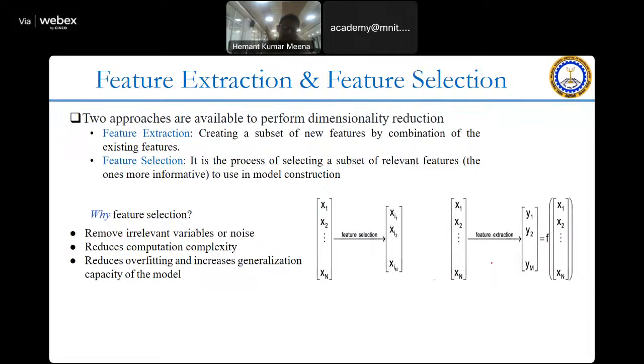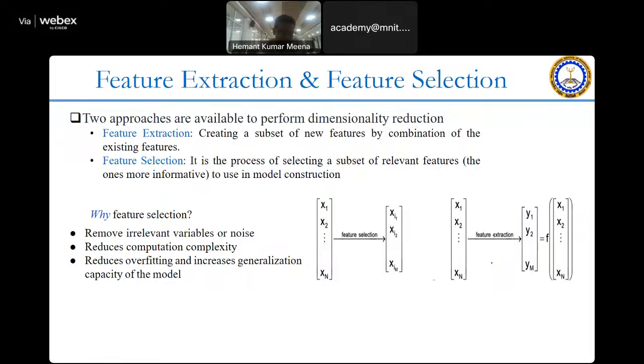Now coming to the signal processing part: feature extraction and feature selection. Basically, two approaches are available to perform dimensionality reduction. In feature extraction, you create a subset of new features by combining the existing features. Here in feature extraction, x1, x2, up to xn have been changed to other variables y1, y2 to yn. How have they been changed? You have applied some transform, some function. It can be any.